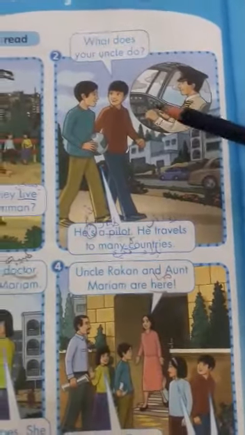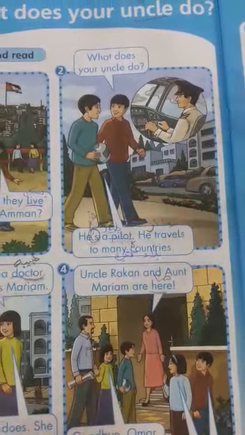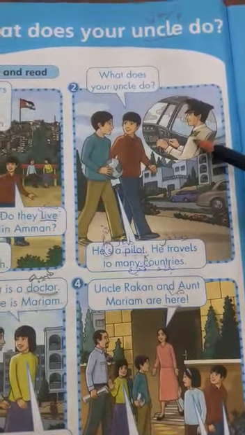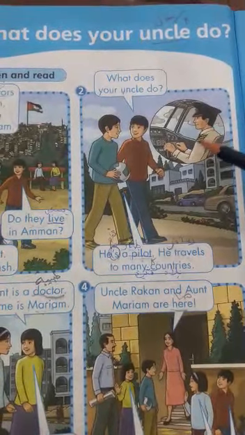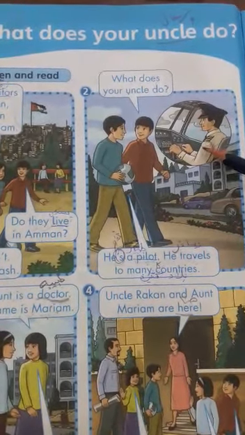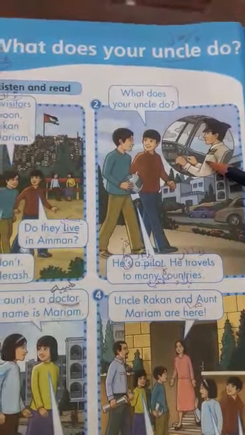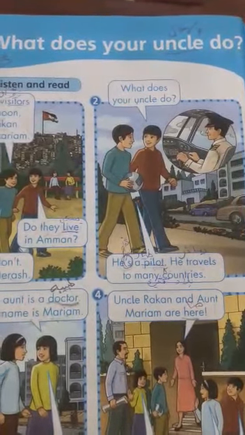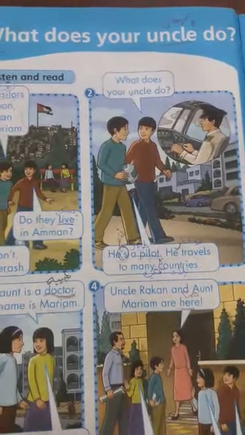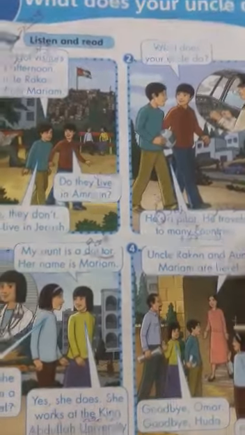Look at picture number two. We can see Omar and Mazen. They are walking. Look at this man. What does he do? He is a pilot. Where does he work? He works in an airport. We can see a pilot in an airport. He travels to many countries by a plane.